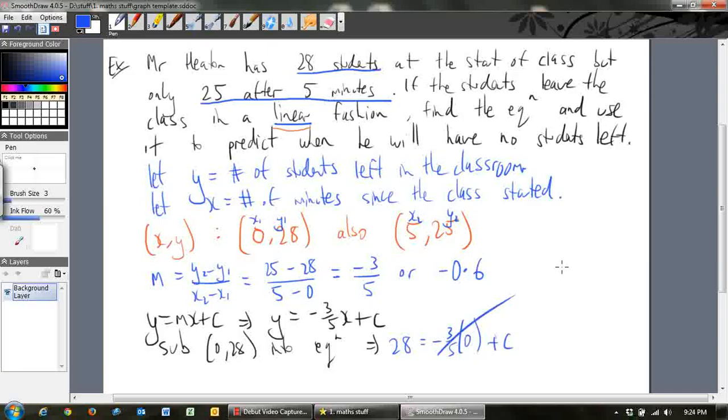Negative 3/5 x, that's just 0, that disappears. And so therefore we get 28 equals c, c equals 28.